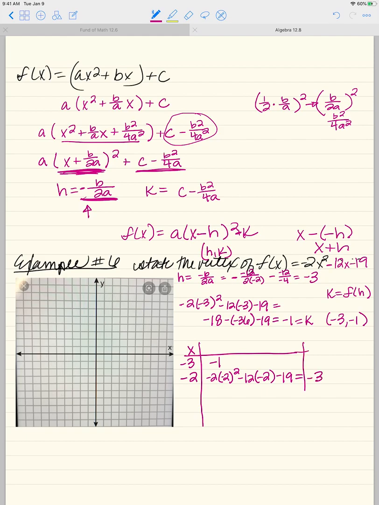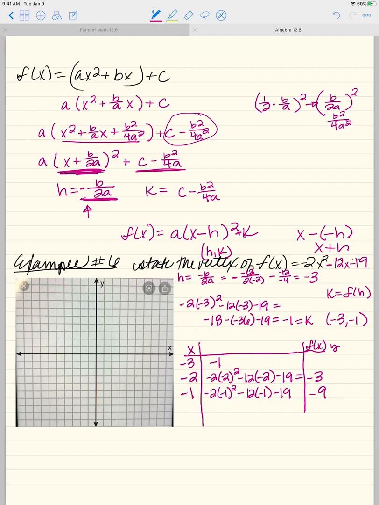All right, so we get f of x, or y. What about when x is negative 1? Negative 2 times negative 1 squared minus 12 times negative 1 minus 19. So that's negative 2 minus negative 12 minus 19. So negative 2 plus 12 minus 19 gives us negative 9. So let's graph these 3 points.